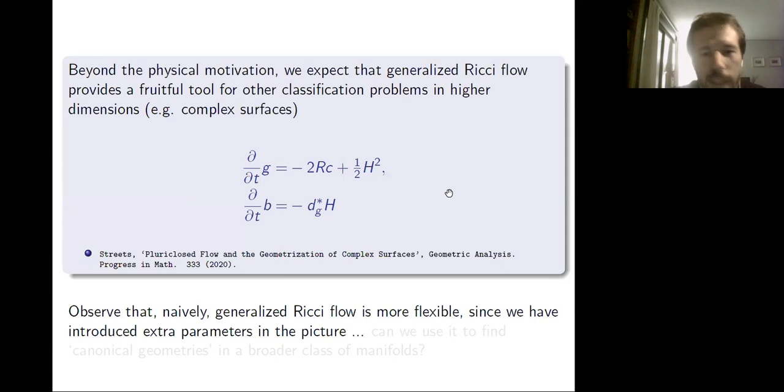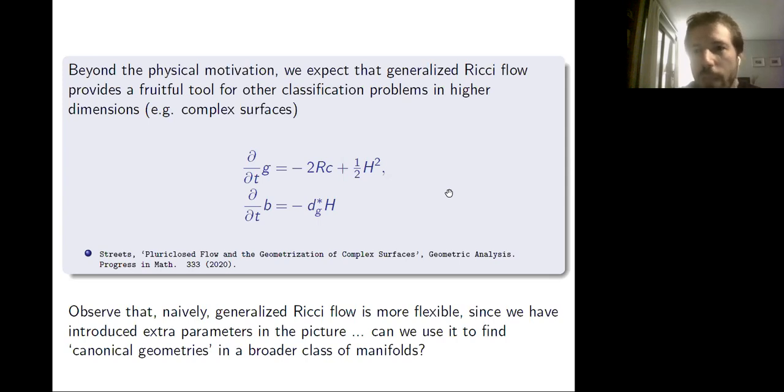And this is just because we have extra parameters. So of course, this is more flexible. There is no doubt about it. But can we actually use it to find some canonical geometries in a broader class of manifolds than the ones dictated by Ricci flow? Let me give you an example of that.